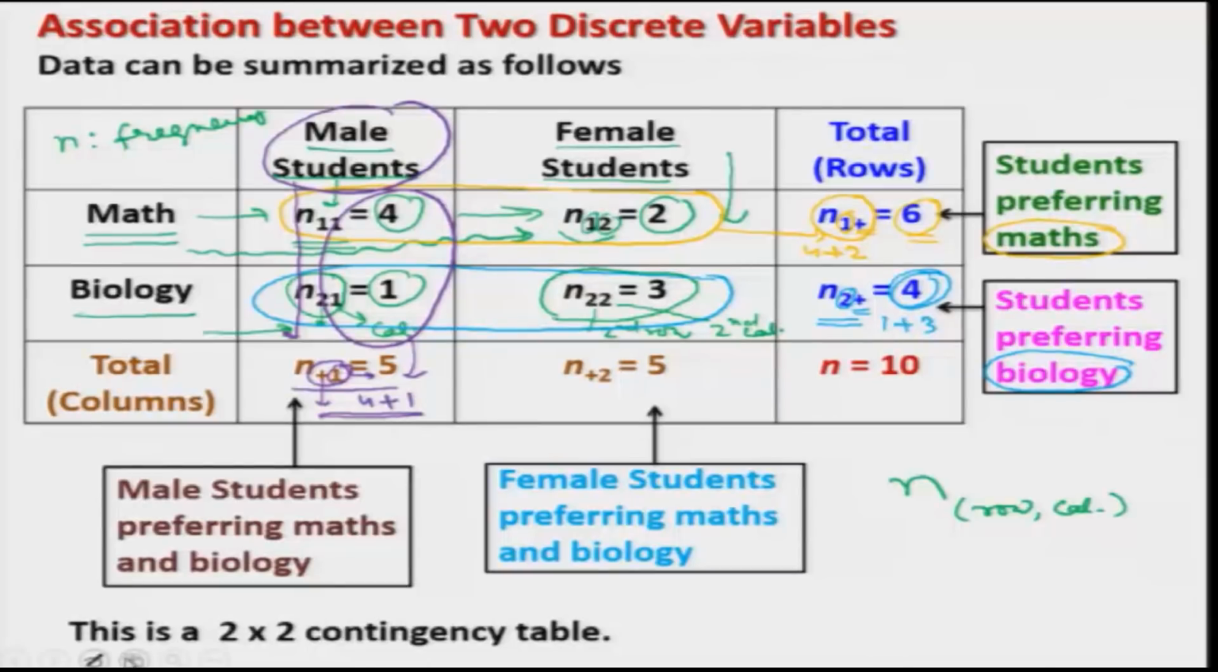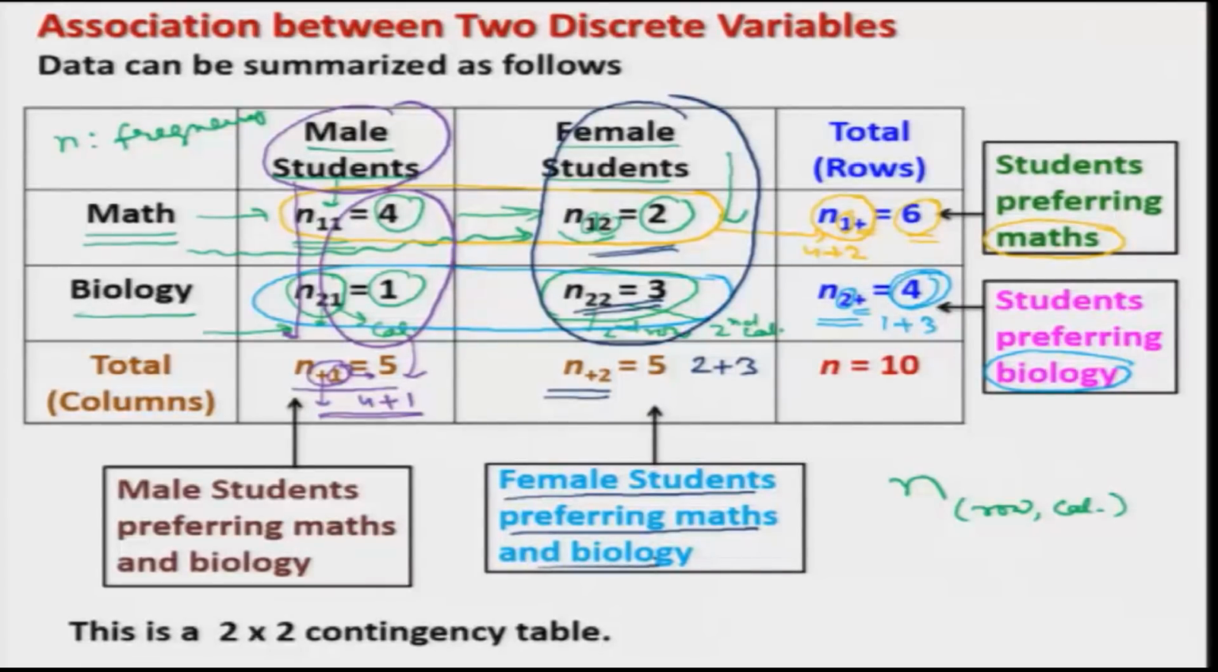And similarly, if I try to come on the second column here, and then I try to add here this n12 and n22, this is here 2 plus 3, which is equal to here 5. So, this number here n plus 2, this is going to indicate that the sum of the frequencies has been obtained based on the second column by n plus 2. So, this is essentially giving us the number that how many female students are preferring maths and biology.